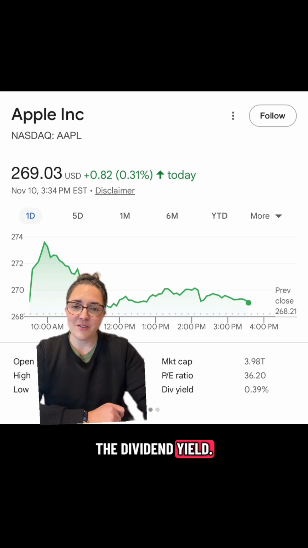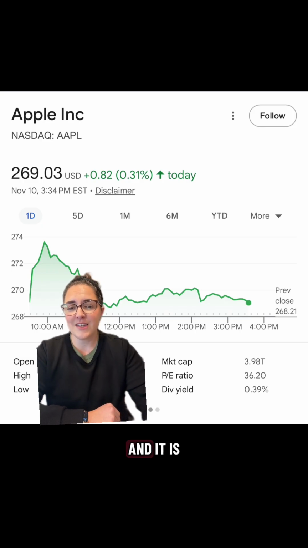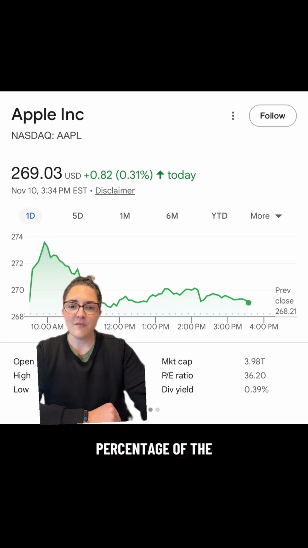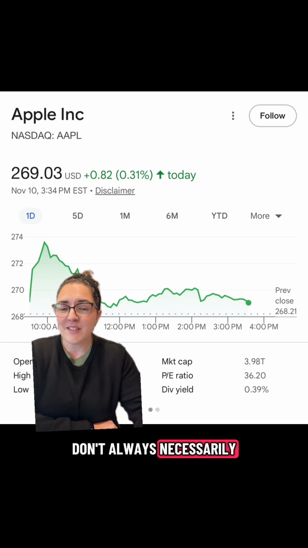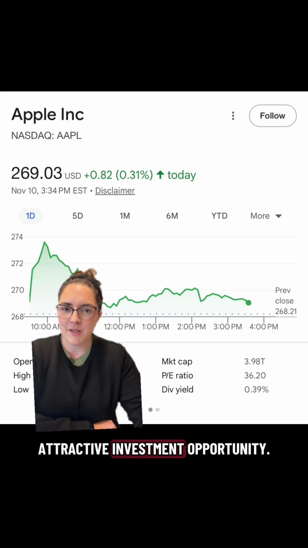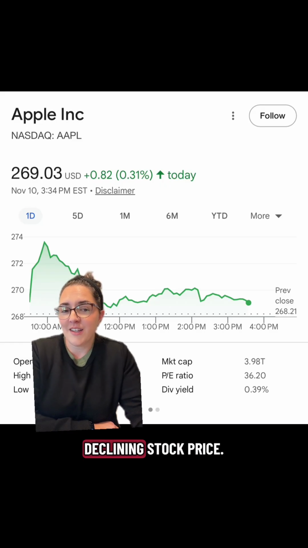Lastly, we have the dividend yield. So this tells you how much an investor might receive annually in dividends, and it is expressed as a percentage of the current share price. And the thing to know is that higher dividend yields don't always necessarily mean a more attractive investment opportunity, because the dividend yield of a stock may be elevated because of a declining stock price.